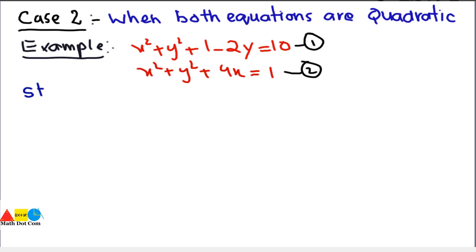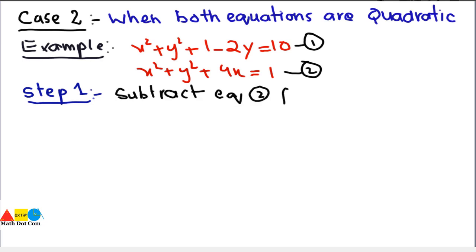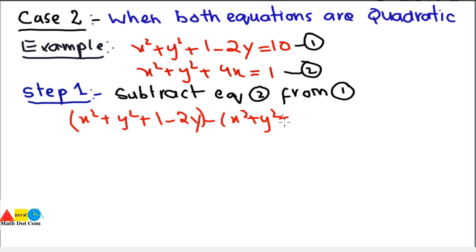In such a case, step number 1 is you have to subtract equation number 2 from equation number 1, or you can also subtract equation number 1 from equation number 2. So we will subtract: x square plus y square plus 1 minus 2y, minus x square plus y square plus 4x. This is the left hand side of equation 1 and equation 2, and on the right hand side I'll write 10 minus 1. 10 is the right hand side of equation 1 and 1 is the right hand side of equation 2. So let's solve them further.